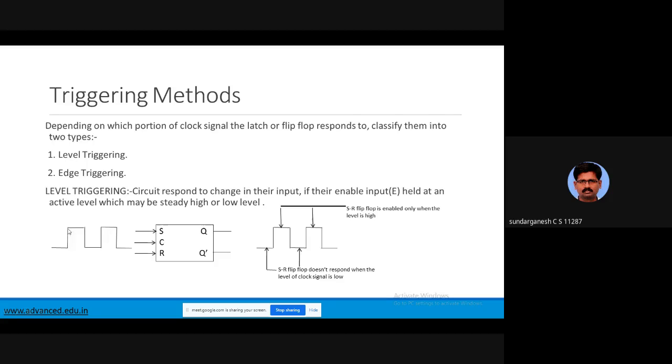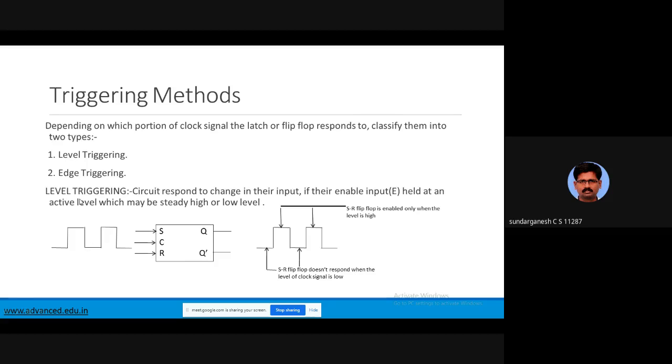For this portion, we are calling it a level. It is level 1, it is level 0. This transition we are calling the positive edge. This transition, the negative edge. This is a level. So when the output changes during this level 1 period, we are calling it level triggering. When the output changes during these edges, we are calling it edge triggering.